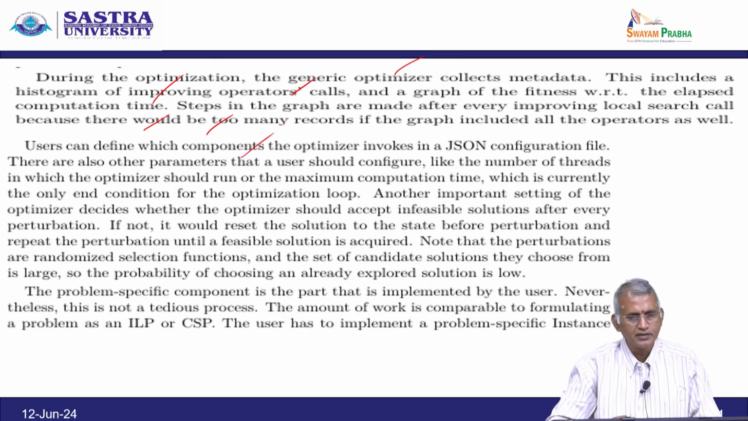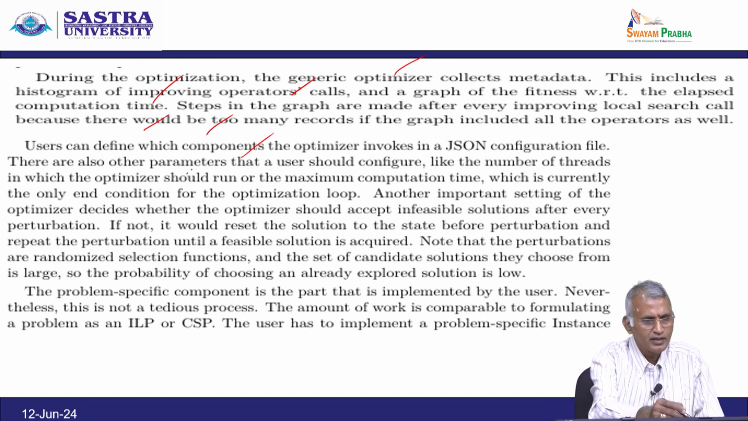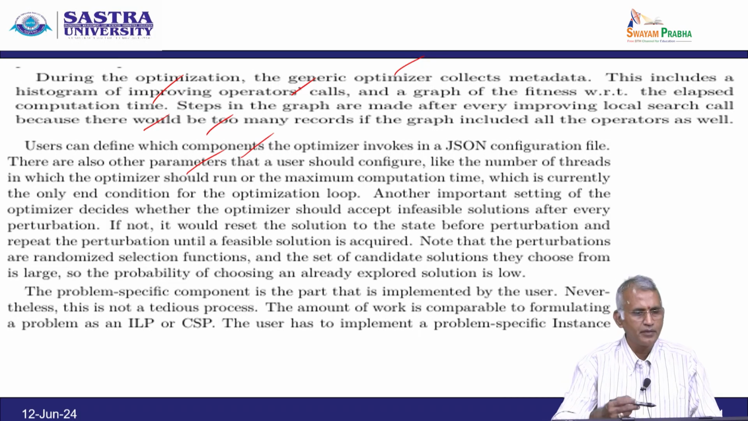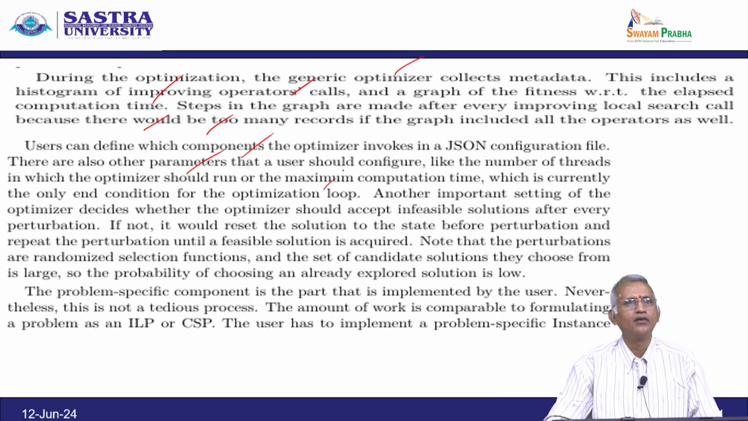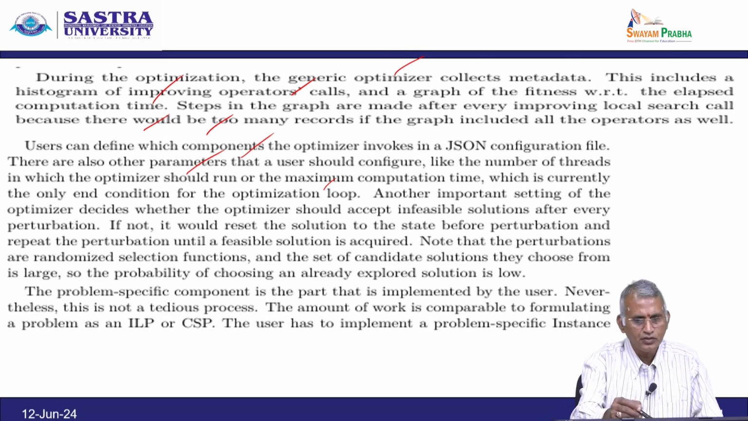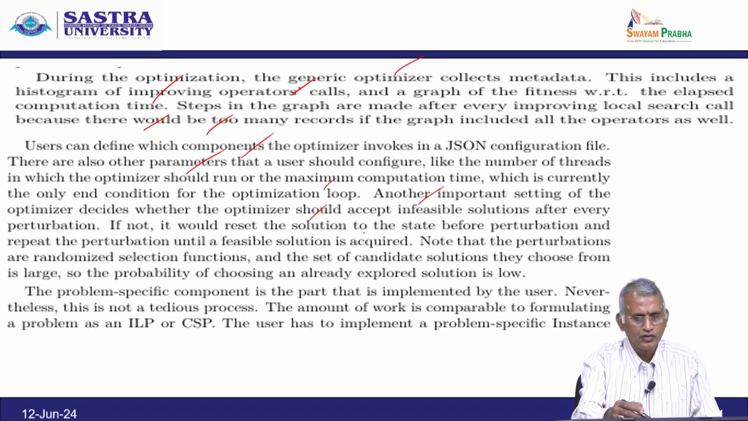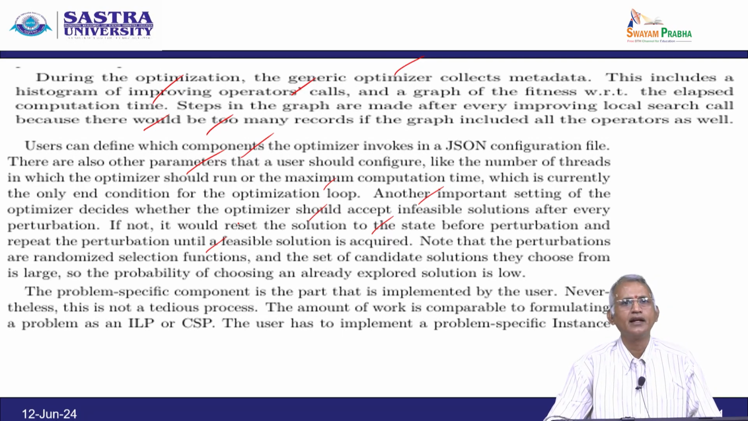There are also other parameters that the user should configure, like the number of threads in which the optimizer should run, or the maximum computation time, which is currently the only end condition for the optimization loop. Another important setting decides whether the optimizer should accept the infeasible solution after every perturbation. If not, it would reset the solution to the state before perturbation and repeat the perturbation until a feasible solution is acquired. Note that the perturbation or randomized selection function and the rest of the candidate solutions they choose from is large. So, the probability of choosing an already explored solution is low.